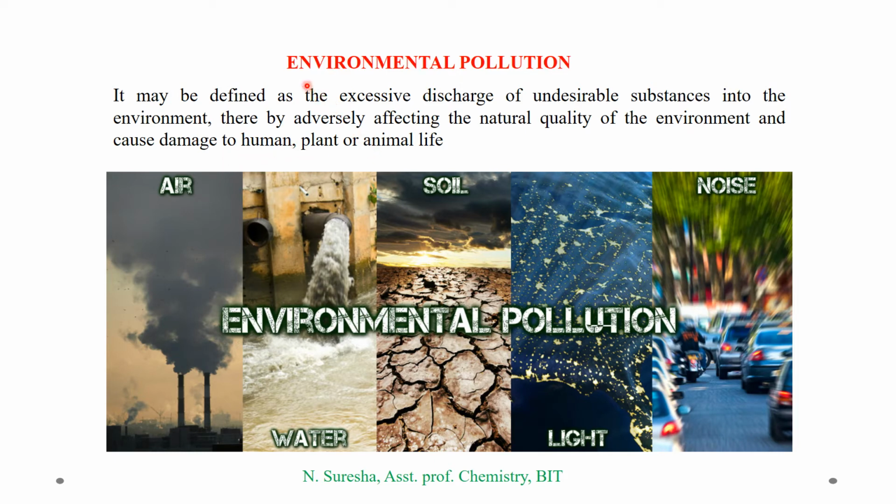There are different types of pollution like air pollution, water pollution, soil pollution, light pollution and noise pollution, etc. Air pollution is because of the excessive discharge of unwanted gases like oxides of carbon, oxides of sulfur, oxides of nitrogen, etc. from the factories or from the vehicles, affecting the quality of air in the atmosphere. It is called air pollution.